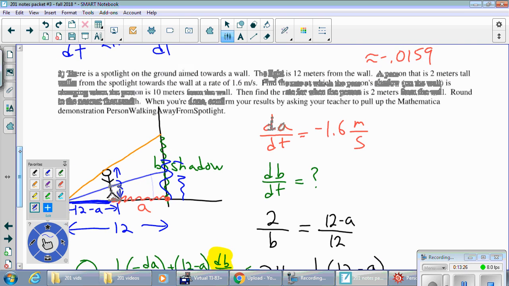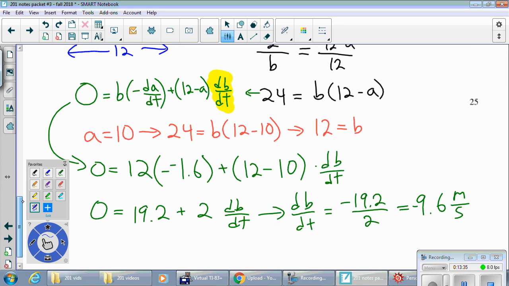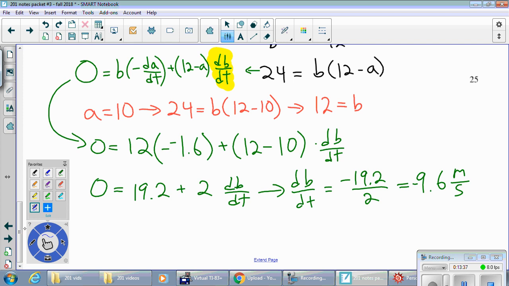Okay, and then one small change here. For the second part, the follow-up, when the person is 2 meters from the wall, all we're doing is changing A to 2. So if we make A equal to 2, I think you'll see that B is equal to 10. I think that's right. Let's make sure. If A is 2, then this part right here becomes 10. Wait, did I do that wrong? A is 2, and B, I guess B isn't what I said it was.